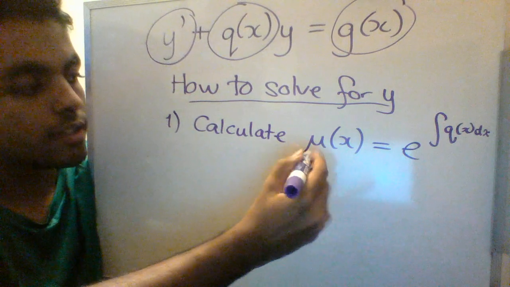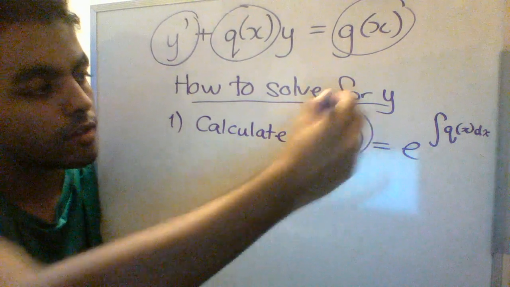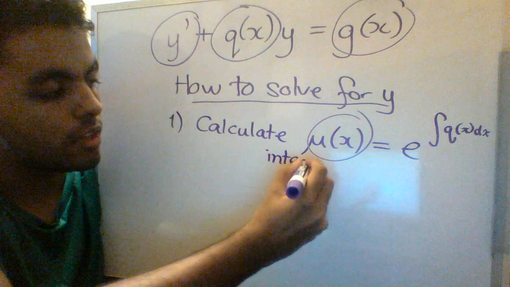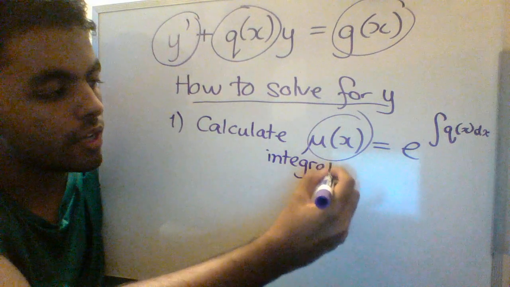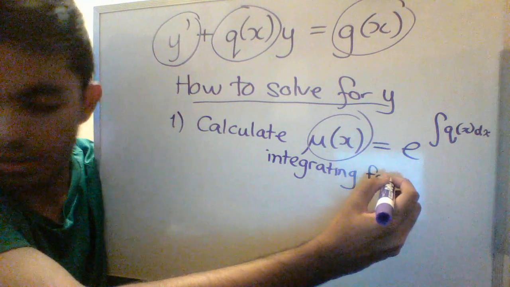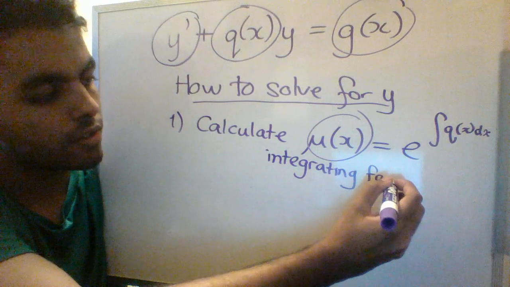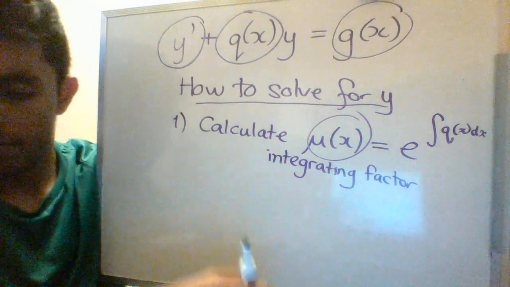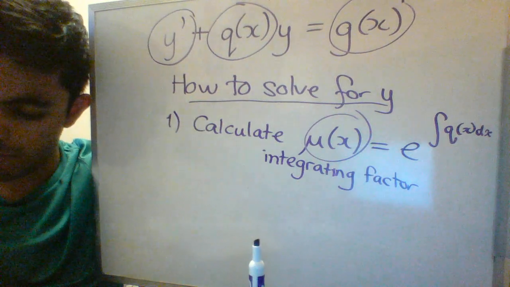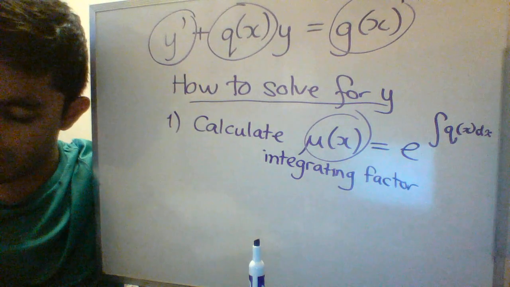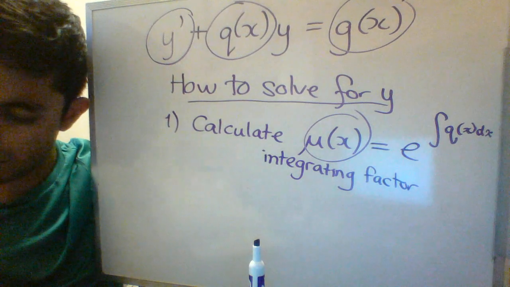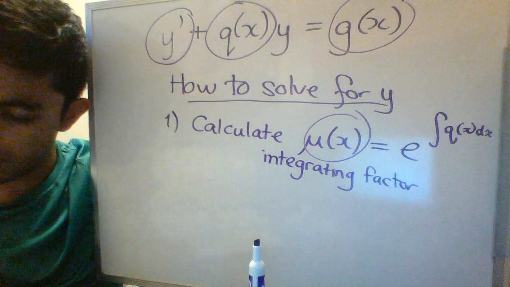Second thing is this right here, mu, is called, in this case, the integrating factor. Is that what it's called? Is that what I said? Let me just quickly double check that. I have it somewhere.